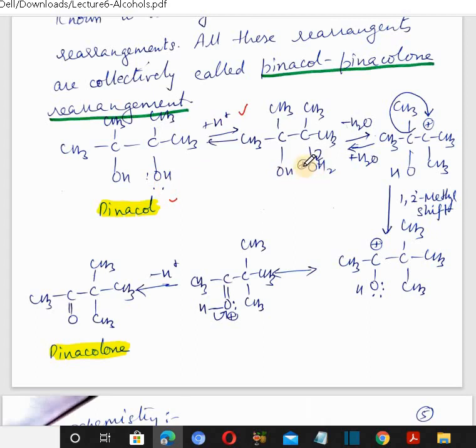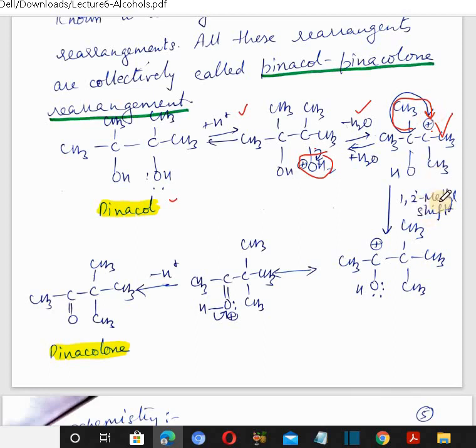oxygen now carries positive charge. So to neutralize the positive charge, these electrons move to oxygen, and water is removed, and these electrons move to this oxygen to neutralize it. So this carbon will have positive charge, and to stabilize this carbon with positive charge, one methyl group of the adjacent carbon moves to this with its electrons.